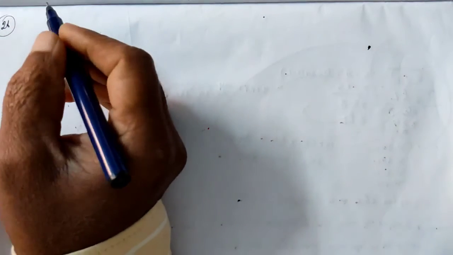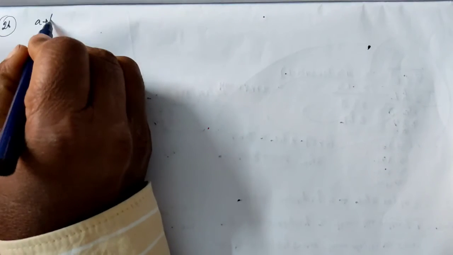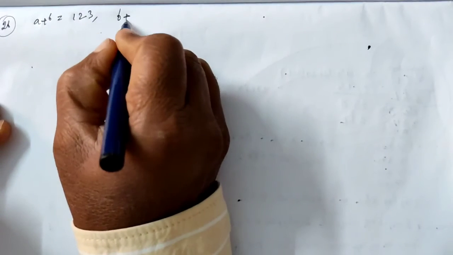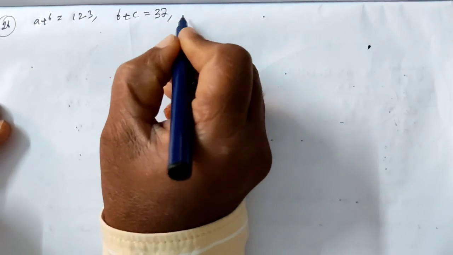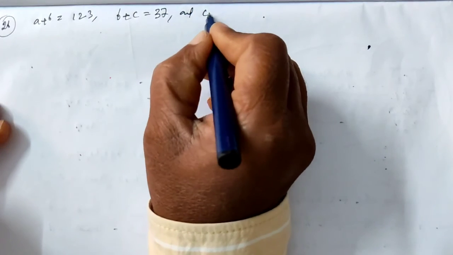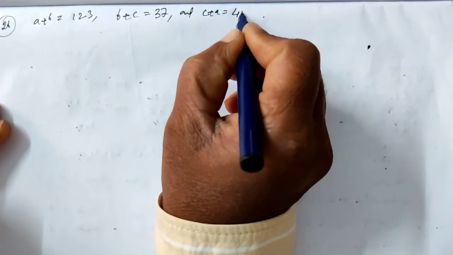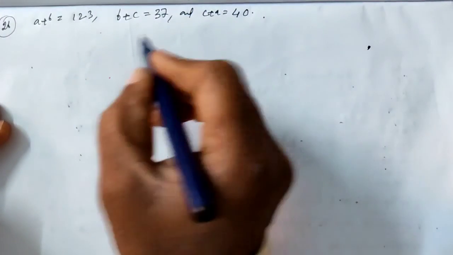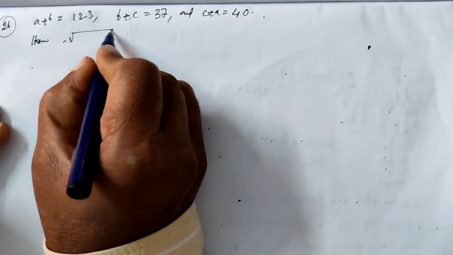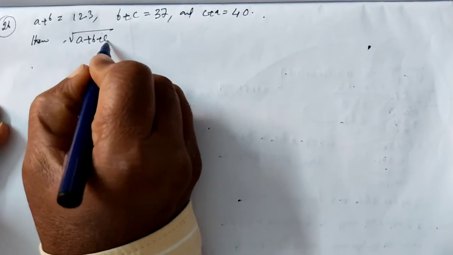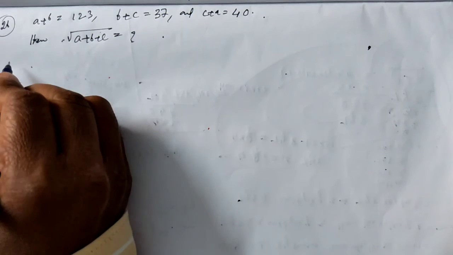26th question. A plus b is equal to 123, b plus c is equal to 37, and c plus a is equal to 40. Then under root a plus b plus c is equal to dash. So this is also a very easy question. You can find it very easily.